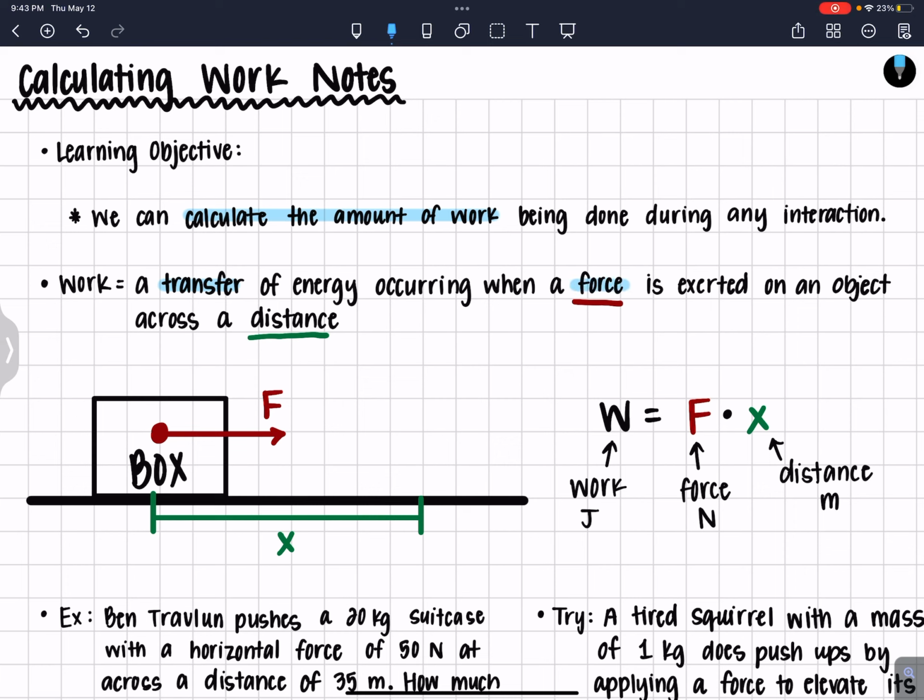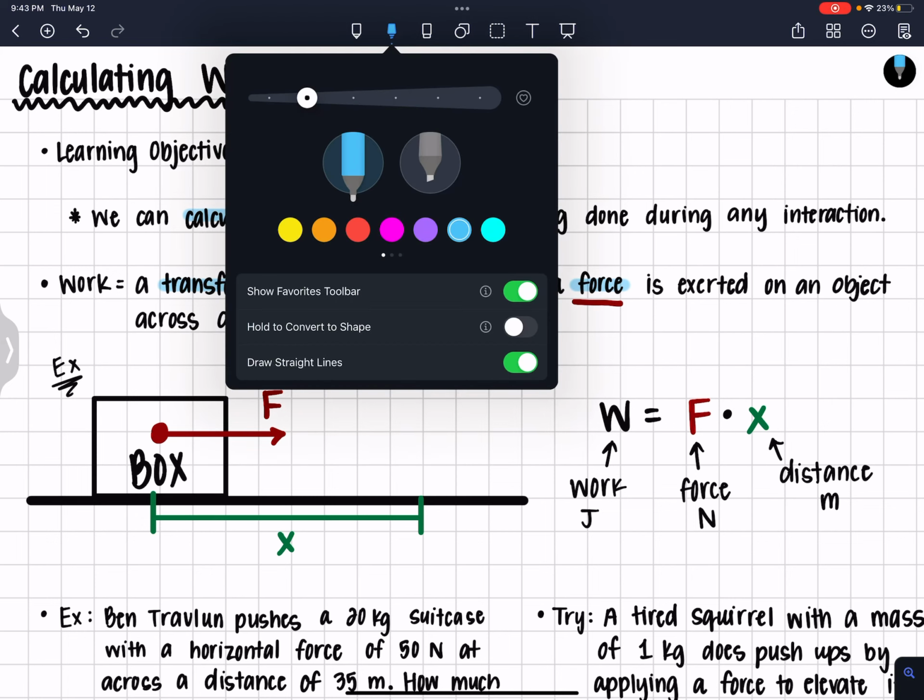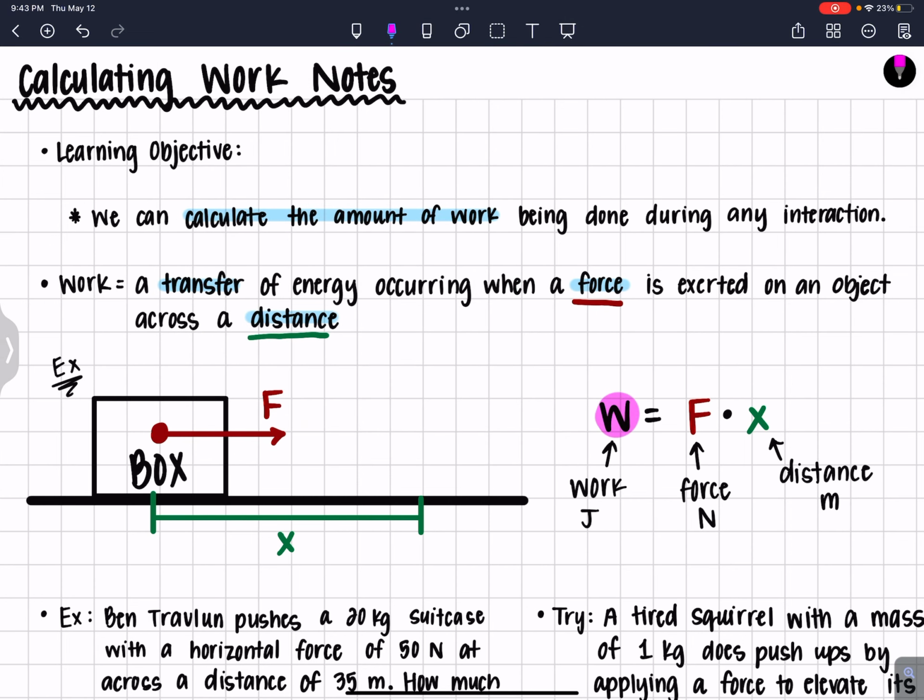Anytime that a force is being exerted on an object across some distance, work is being done, energy is being transferred. For example, this box here that we have drawn. This box was experiencing a force across this distance x. Work would be done on that box. Whatever is exerting the force is transferring energy to the box. So work, while it's not energy in the sense that it's a type of energy, since work is about how much energy is being transferred, it's measured in joules.